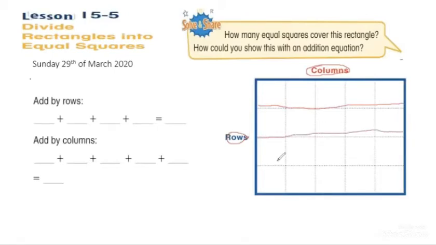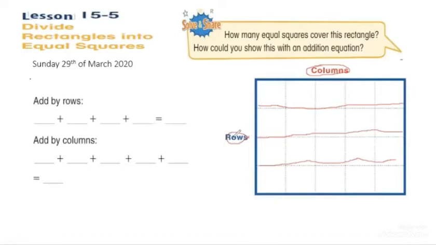Okay, so how many rows do we have here? Count how many rows. 1, 2, 3, 4. So we have 4 rows. Look here at this equation, add by rows. How many blanks or addends do we have here? We have 1, 2, 3, 4. So the number of addends equals the number of rows.